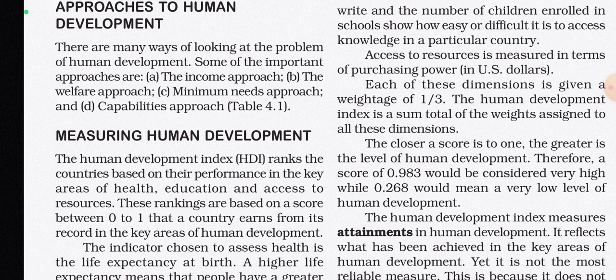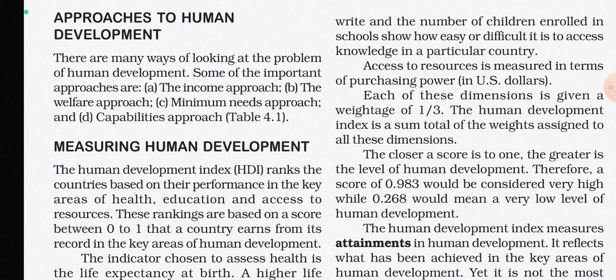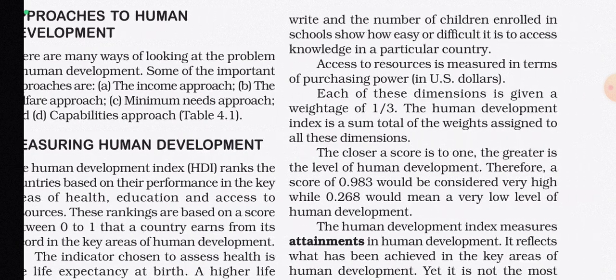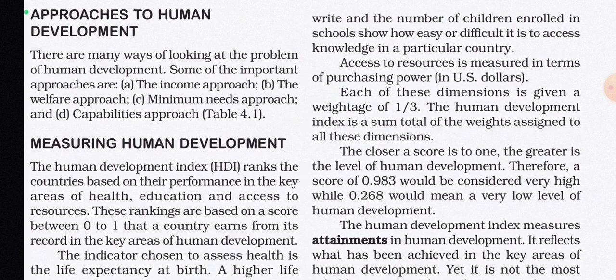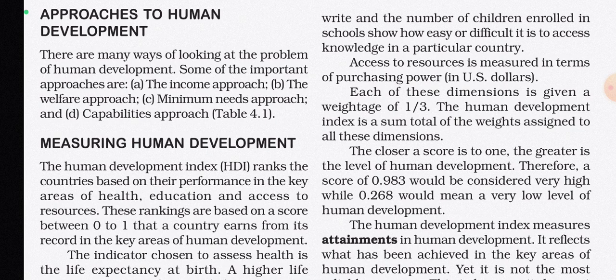The indicator chosen to assess health is the life expectancy at birth. A higher life expectancy means that people have a greater chance of living longer and healthier lives. The adult literacy rate and the gross enrolment ratio represent access to knowledge. The number of adults who are able to read and write and the number of children enrolled in school show how easy or difficult it is to access knowledge in a particular country. Access to resources is measured in terms of purchasing power in US dollars.